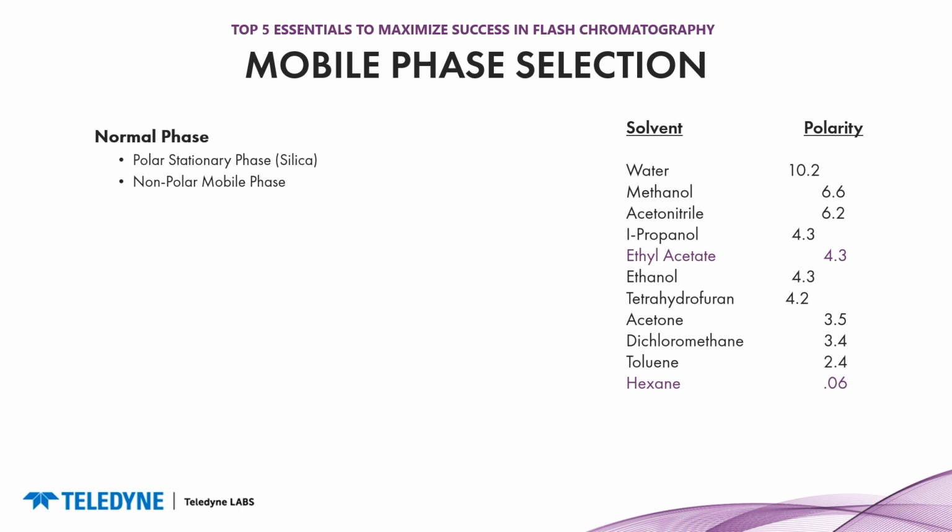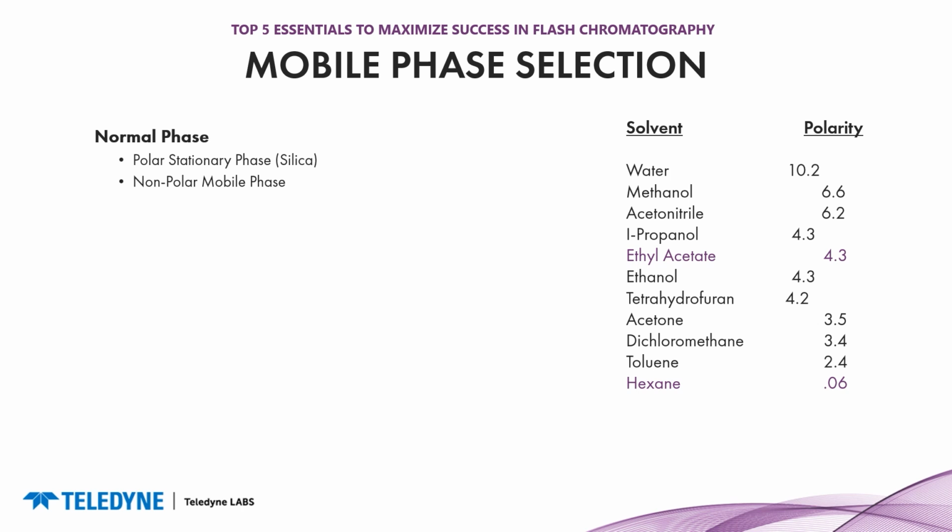Well, let's start with normal phase. In normal phase, you're going to be using a polar stationary phase. Think silica, alumina, amine. And you're going to be using a non-polar mobile phase. If we look at the polarity chart on the right, you can see that hexane and ethyl acetate are highlighted in purple. These are going to be your most common solvents when you're using normal phase. You're going to use a combination of hexane and ethyl acetate. You can see that hexane is extremely nonpolar, and ethyl acetate has a polarity of 4.3.